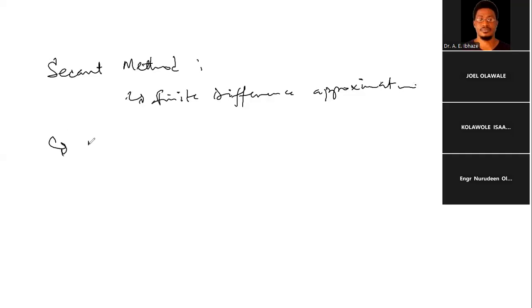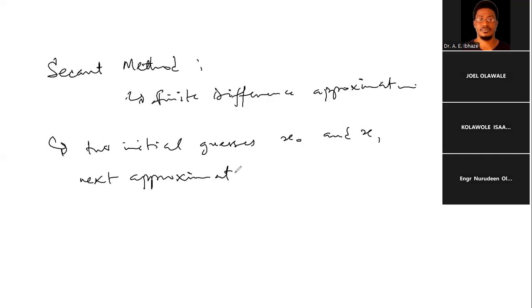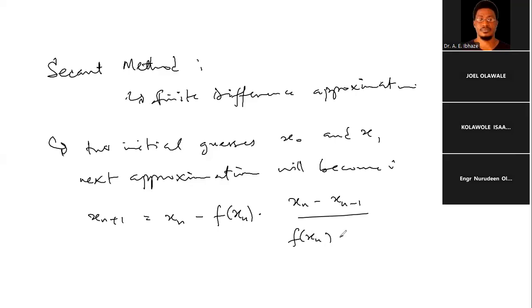So we want to start in this case with 2 initial guesses, say S0 and S1. And then the next approximation will become S(n+1) equals S(n) minus f of S(n) times S(n) minus S(n-1), over f of S(n) minus f of S(n-1). So that's the formulation.